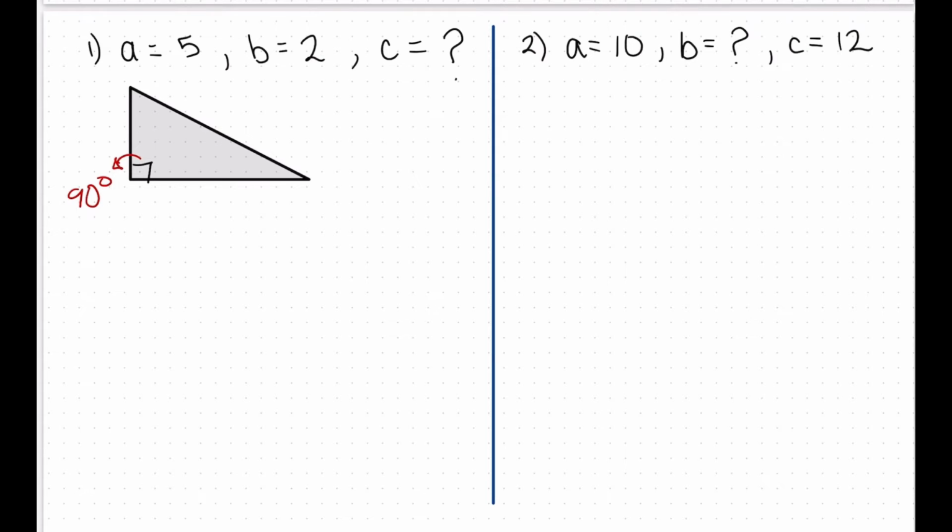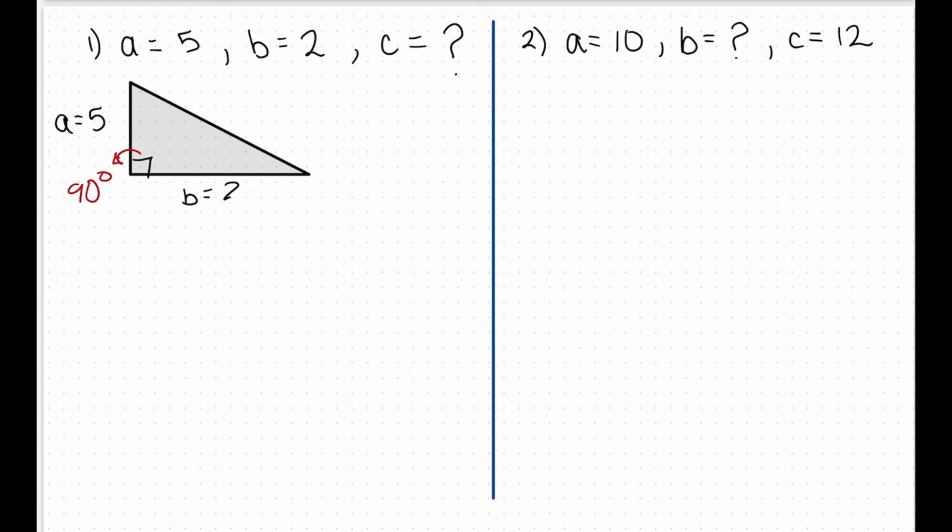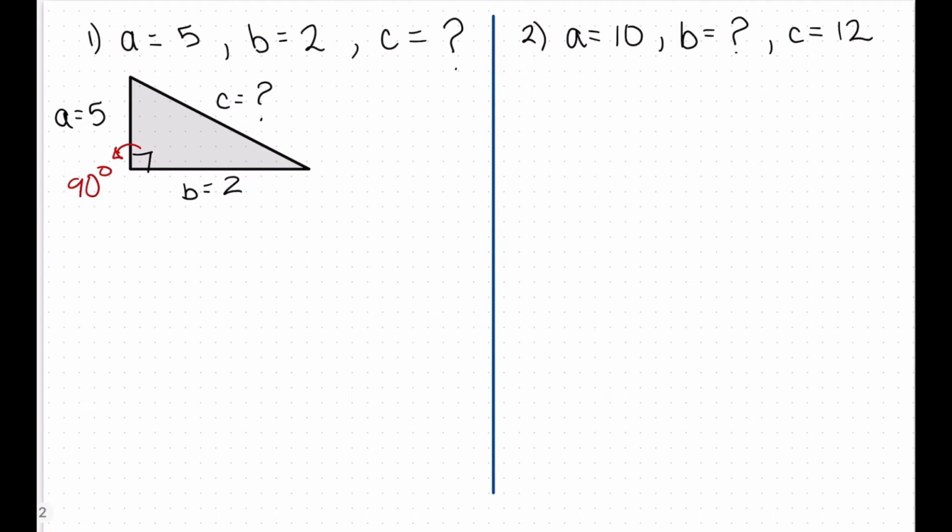So we have that a equals 5, b equals 2, c equals an unknown number. Remember what I said, you could put a over here, or you could put b over here, and it wouldn't matter, because we are just adding, so it's essentially the same. Okay, so we begin. Remember the formula, which is a squared plus b squared equals c squared.